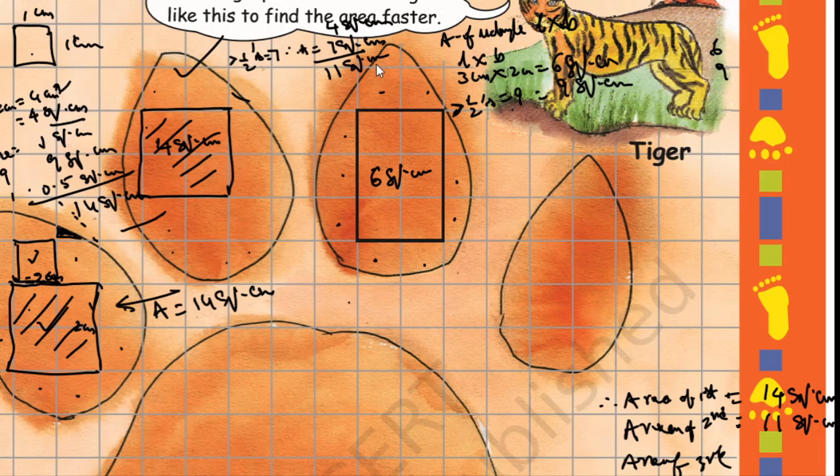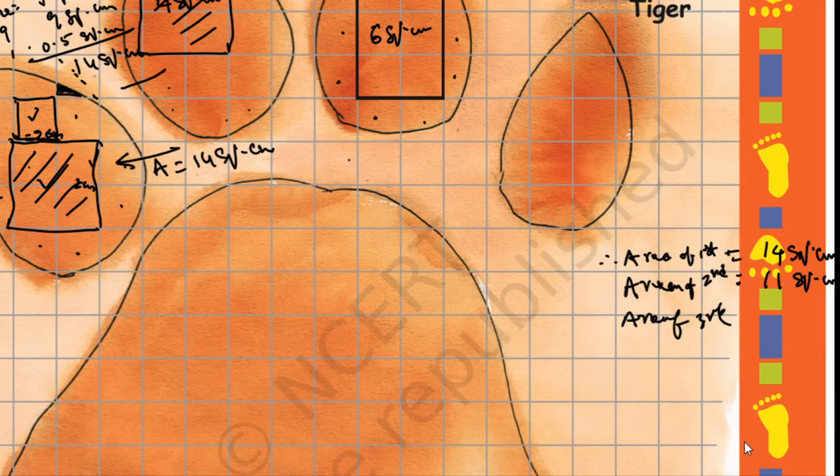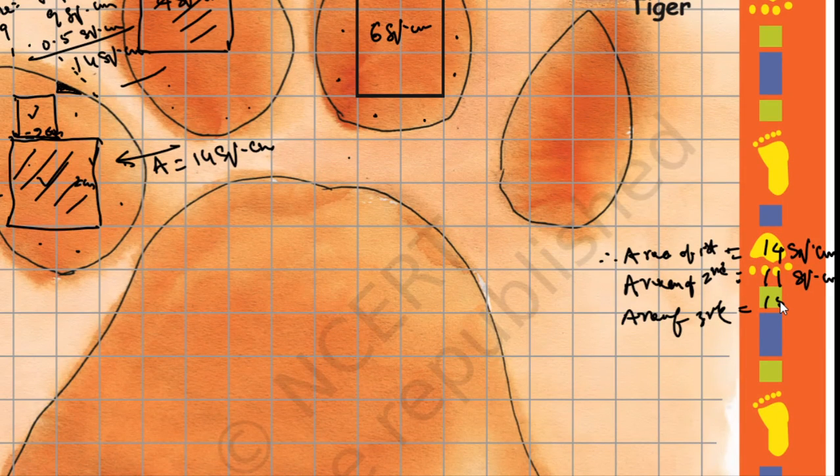And is there any half of these squares? This is not half. Less than half. You need not consider. This is also less than half. So you cannot count it as a square. Therefore, what is the area? 9 plus 6, 15 square centimeters. Therefore, the area of the third one is 15 square centimeters. So here we are taking this side as 1 centimeter.